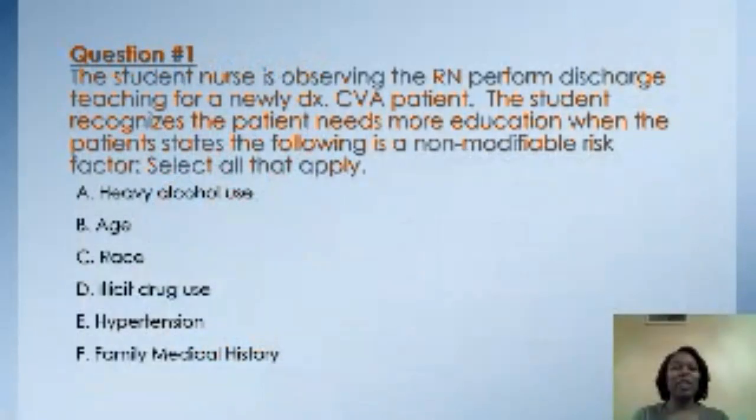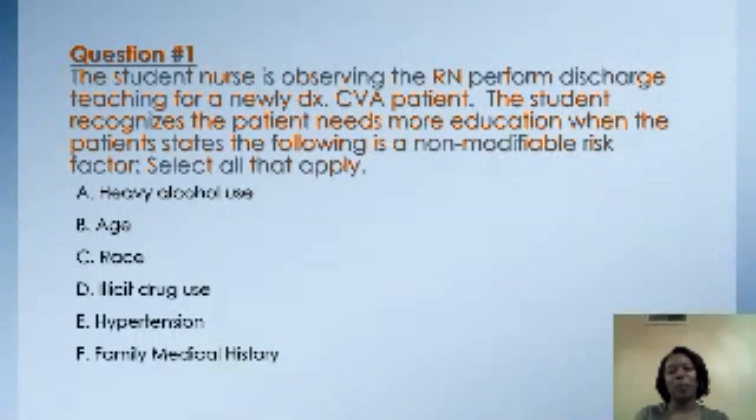Question number 1. The student is observing the RN performing discharge teaching for a newly diagnosed CVA patient. The student recognizes the patient needs more education when the patient states the following is a non-modifiable risk factor. Select all that apply. A, heavy alcohol use. B, age. C, race. D, illicit drug use. E, hypertension. F, family medical history. And I'll give you a few seconds to think about these answers.